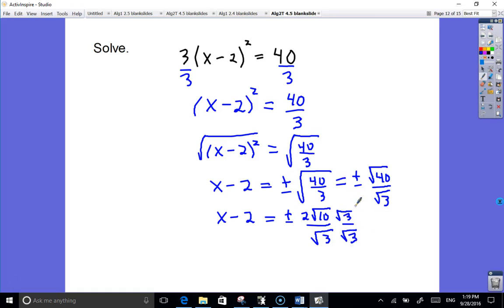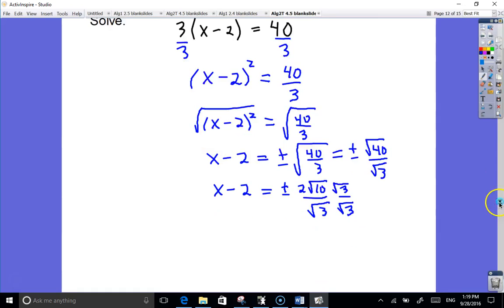Okay, I'm going to go down. So that'll be x minus 2 equals plus or minus 2 times, what's the square root of 10 times the square root of 3? The square root of 30. And it's divided by 3. So we use quotient property, and then we use the product property, really twice. We used it to split up the square root of 40, and then we put together our square root of 10 and square root of 3.